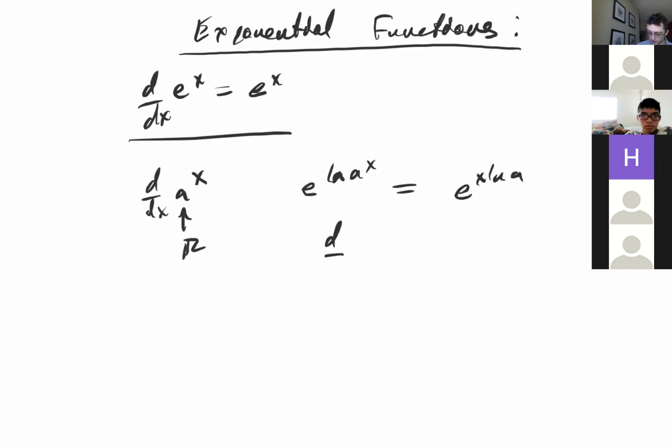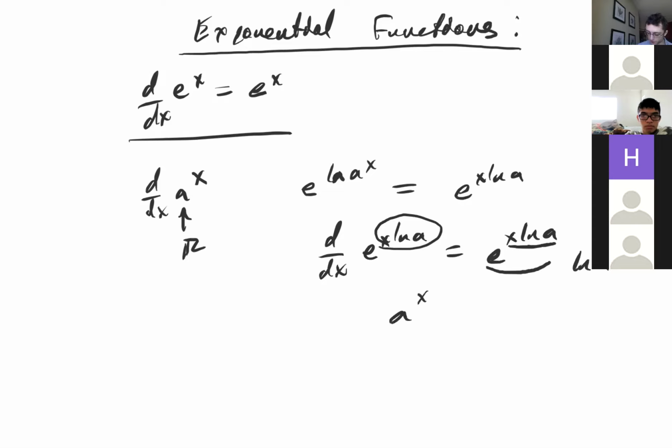And now let's just take a derivative. So d/dx of e to the x ln a is equal to, okay, so we use the chain rule. First, we take the derivative with respect to the outer function, which is e to the something. And e to the something has a derivative e to the something. And then that something is x ln a, so we take the derivative of that and we get ln a. Okay, but then we can just simplify that and we get a to the x. Remember, this is just the conversion that we did earlier. And so this gives us a to the x ln a as the derivative.